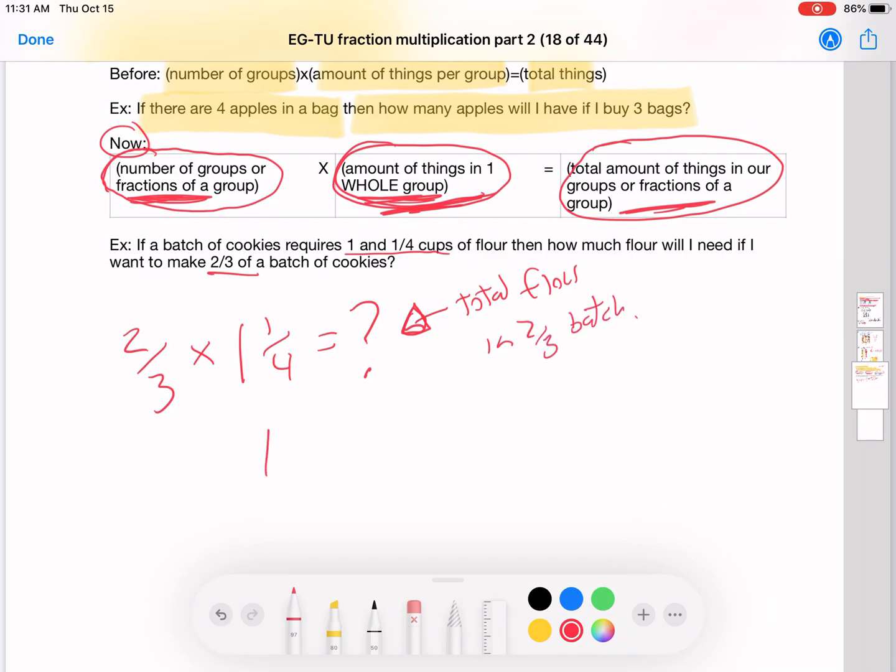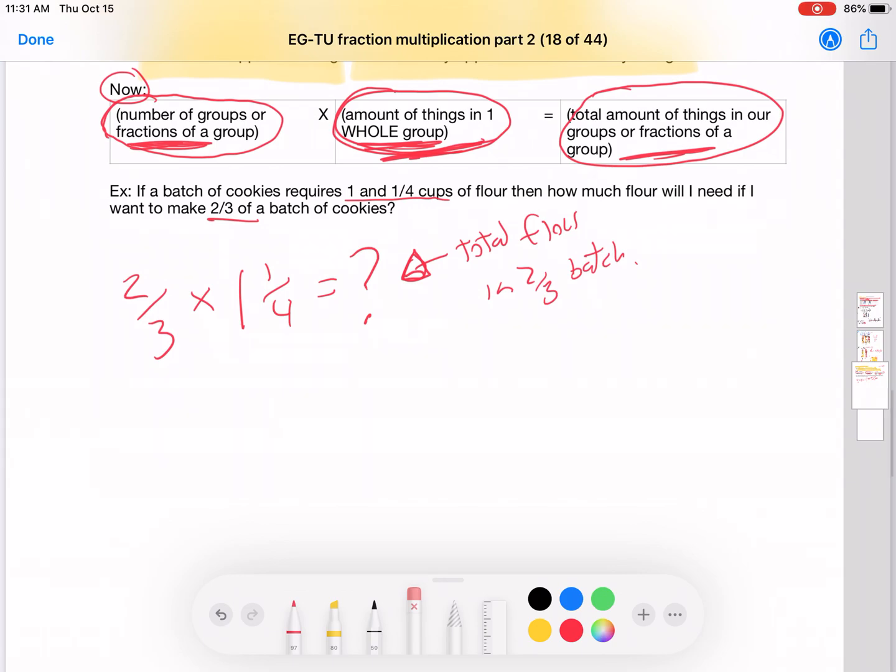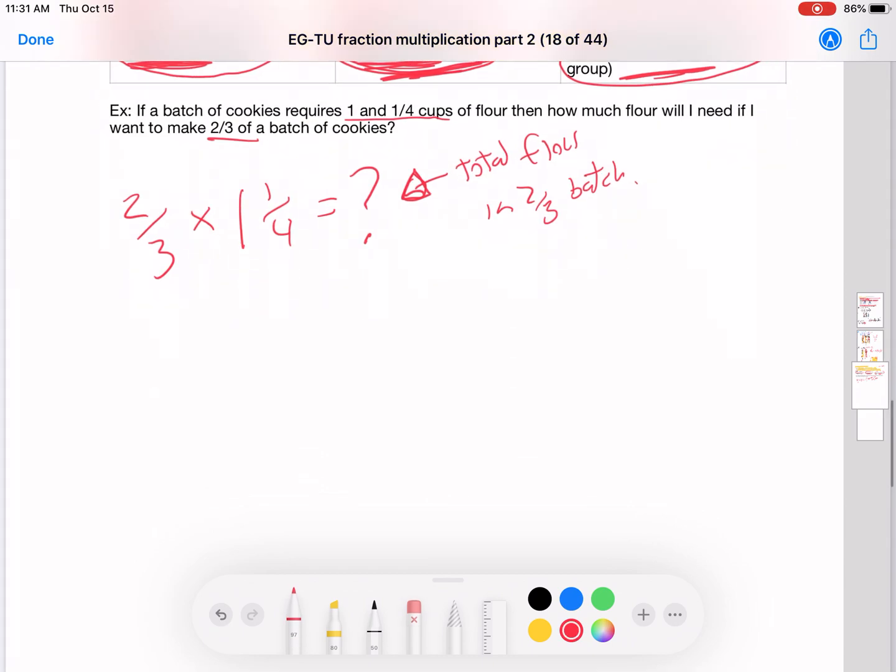So this number is actually going to be less than 1 1/4, because 1 1/4 was the amount in one whole batch, and we have less than a whole batch. So it's just slightly changing the equal groups definition to allow for fractions as the group size or fractions as the number of groups. Now again, one more time, we could solve this thing with a picture, just like before.